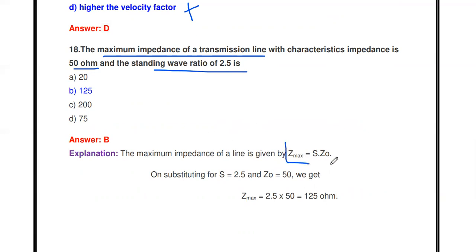The maximum impedance of a transmission line is nothing but the multiplication of SWR into characteristic impedance. So the standing wave ratio is 2.5, characteristic impedance is 50. So 2.5 into 50, we will get 125 ohms. So 125 is the answer. This is an important 2-mark problem and an easy problem.